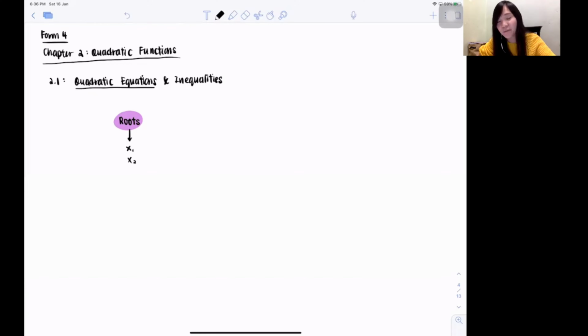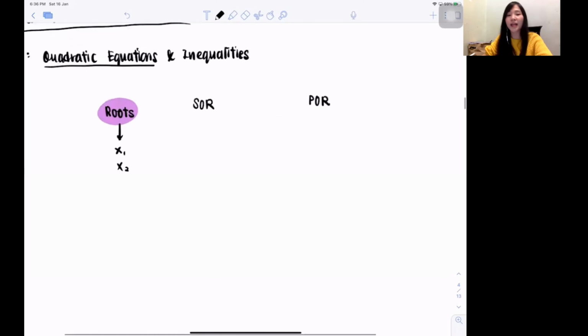x1 and x2, okay? So later on, you will realize, if the question only mentions the word roots, without things like 2 real roots, whatever they try to tell you, they only have 1 word, roots, okay? They're always under SOR, POR questions. Now maybe you will ask me, then teacher, what do SOR, POR stand for? Later on I will explain how it works, okay? But now you just listen to what I want you to absorb first, okay?